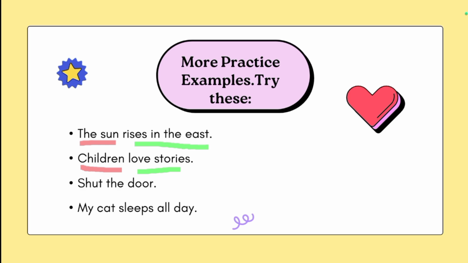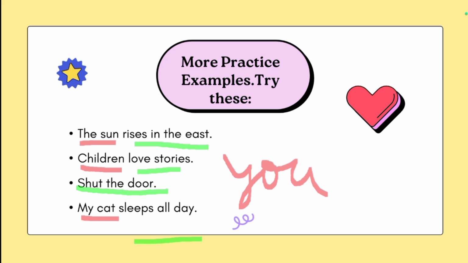Shut the door. It's again an imperative sentence. Here the subject is not visible. So the subject will be taken as you. And the remaining part of the sentence, that is "shut the door," is the predicate. My cat sleeps all day. What is the subject here? My cat. And what does the cat do? Sleeps all day. That becomes the predicate.